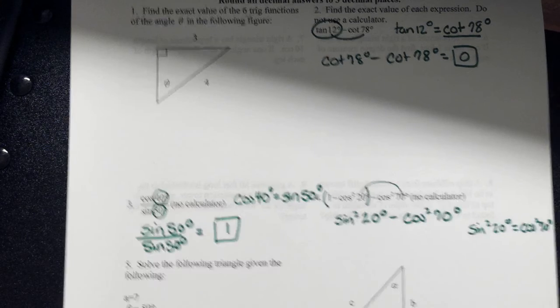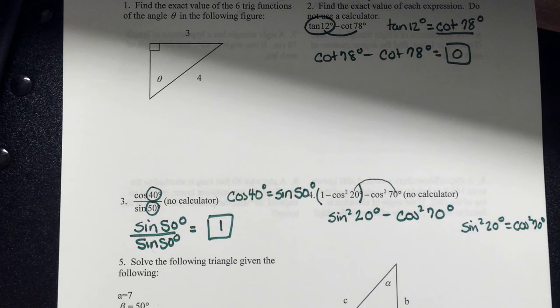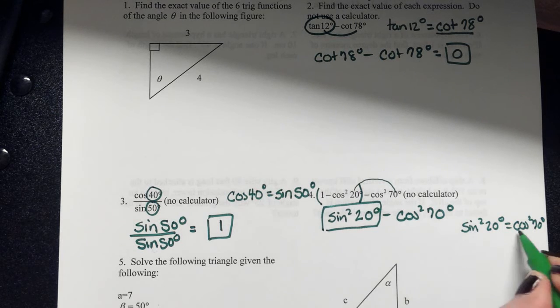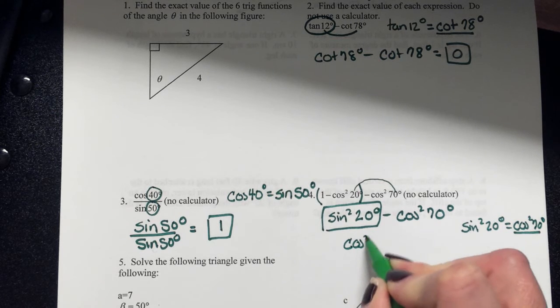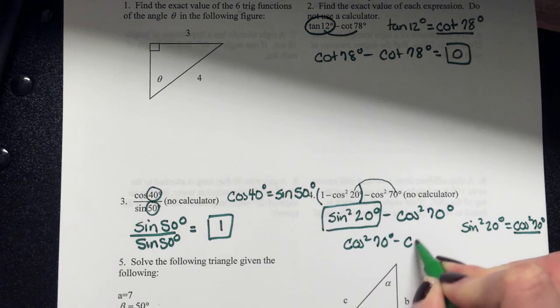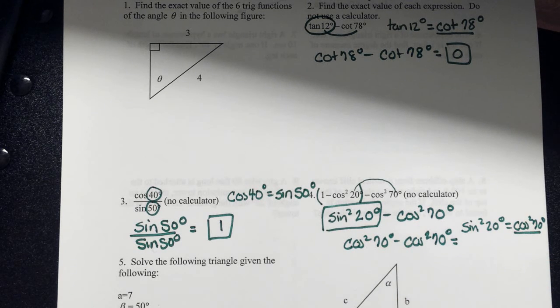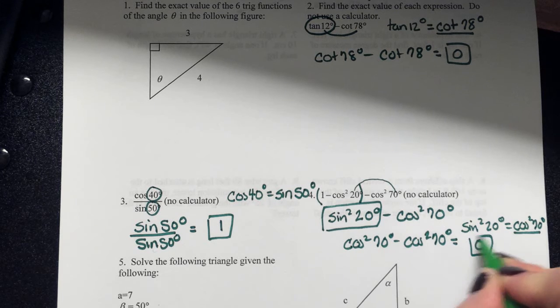If it asks for it, yes. So then I can change sine squared of 20 degrees into cosine squared of 70 degrees. So then what's cosine squared of 70 minus cosine squared of 70? That's just going to give you 0.